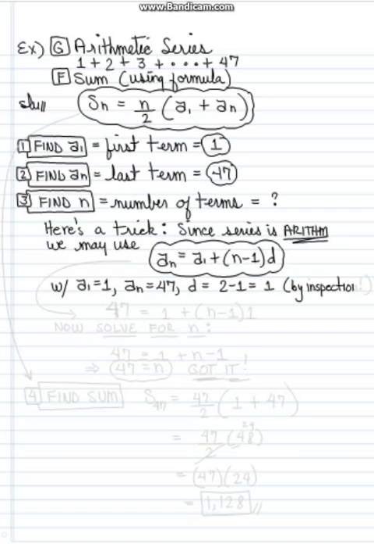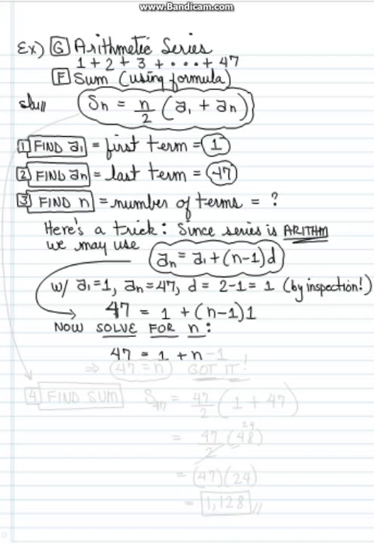Okay, so that means the formula tells us that a sub n, which is 47, equals 1 plus (n minus 1) times the common difference d, which is 1. So let's solve for n. When we simplify, the ones cancel, so we get 47 equals n. Okay, so we know our index, and we can finish using the formula now.